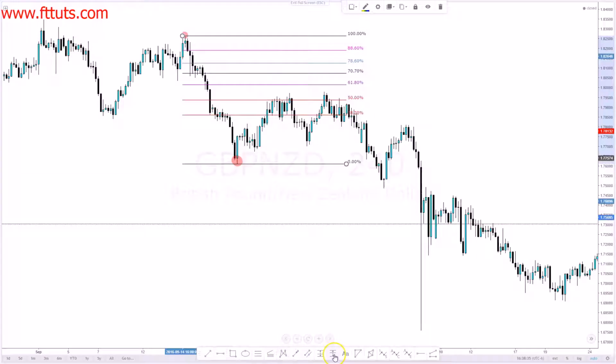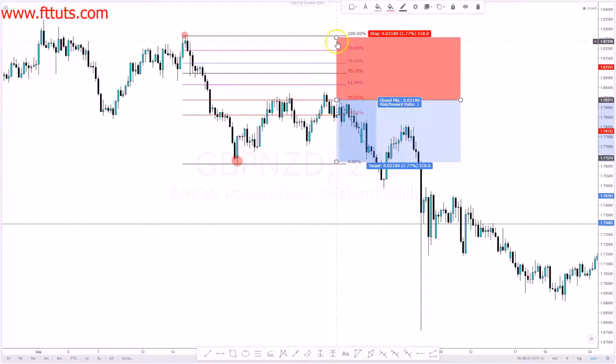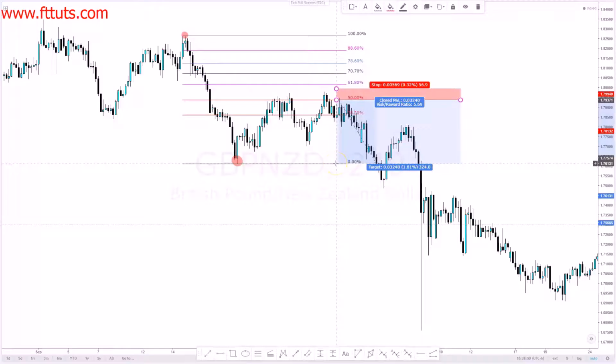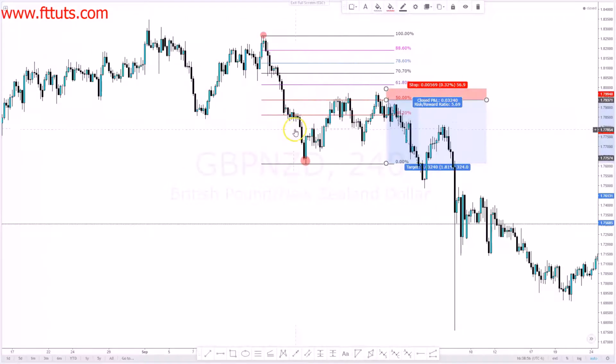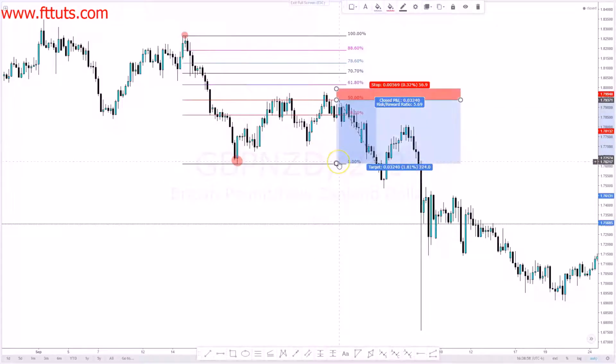Alright. If you took a trade somewhere in here off this 50% rejection, say you waited for this reversal pattern to close, waited for a small retrace, stop loss at the high, take profit at the low. It's a 5-to-1 risk to reward, right? 324 pip reward. Alright, just off of simple Fibonacci stuff, guys.